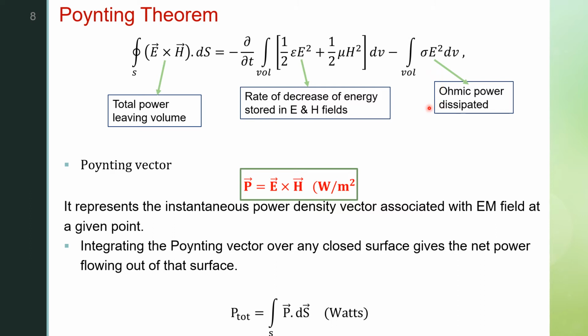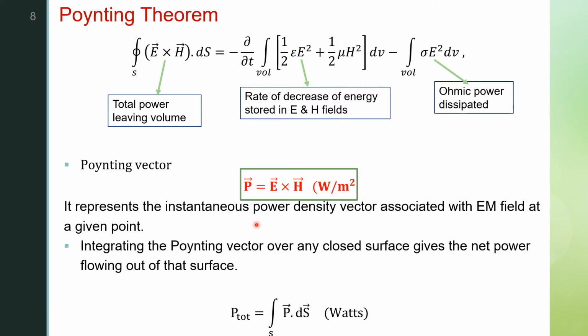ohmic power dissipated. Here E cross H, that is electric field vector cross magnetic field vector, is called the Poynting vector, represented by P. So P is equal to E cross H, and that represents the power density, so its unit is watts per meter square. And the Poynting vector represents the instantaneous power density associated with the electromagnetic field at a given point. So this is one important point that you have to keep in mind.